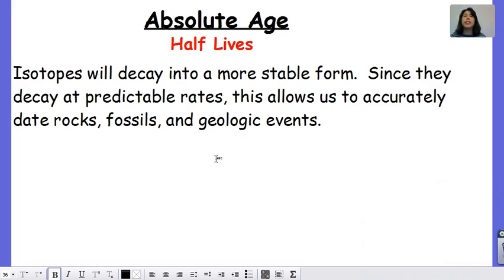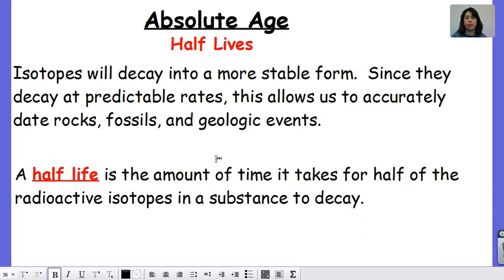And this allows us to date rocks, fossils, and geologic events because their decay rate is so predictable and unchanging. We call this rate at which they decay a half-life because it's the amount of time it takes for half of that substance to decay. So it's the amount of time it takes for half of the radioactive isotopes present in that substance to break down or to become stable.